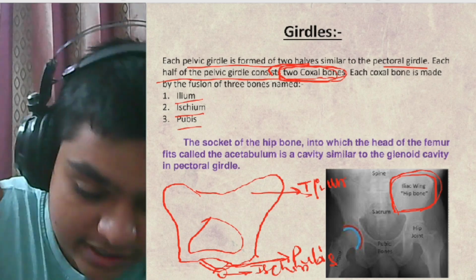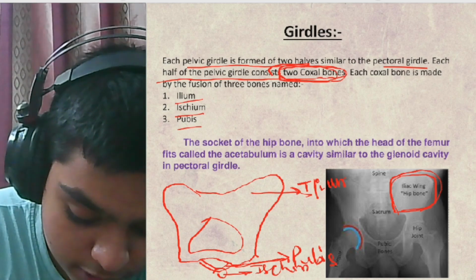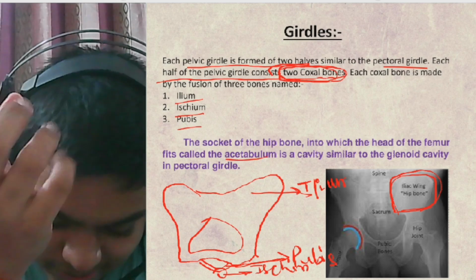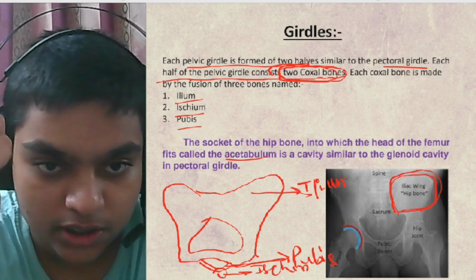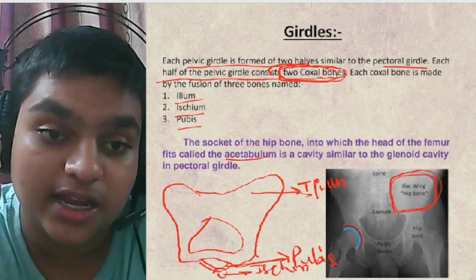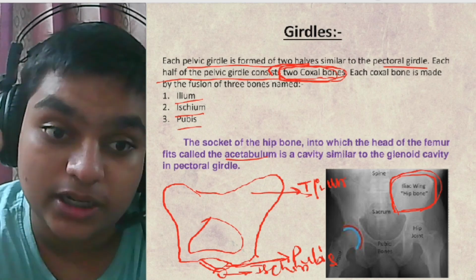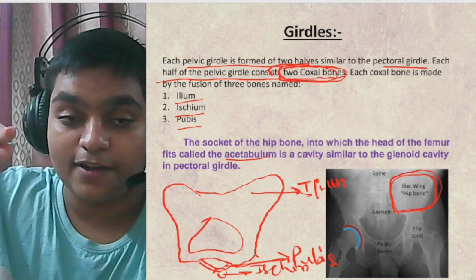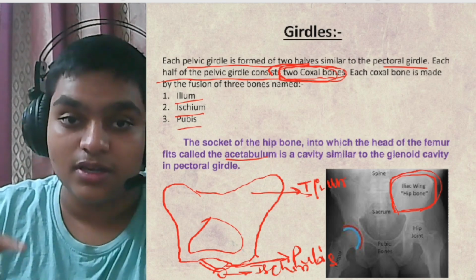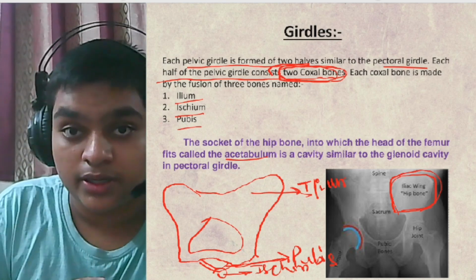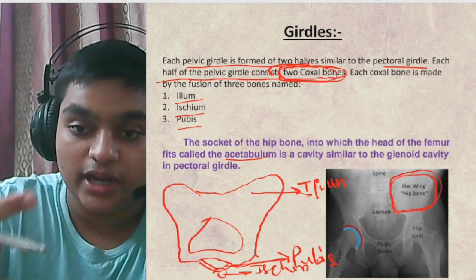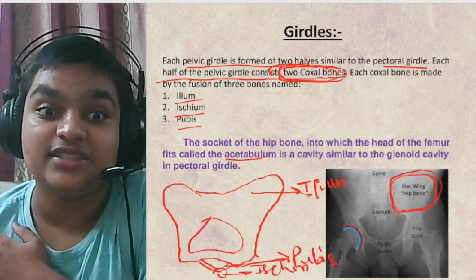Here, as there was a glenoid cavity, here we have acetabulum. It is not named cavity, please remember it. Acetabulum. In the pectoral girdle we have the glenoid cavity, which articulates the head of humerus. But similar to the humerus, in your hind limbs we have the femur. So this femur head articulates with the acetabulum.